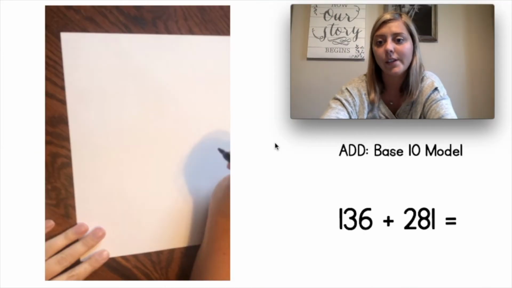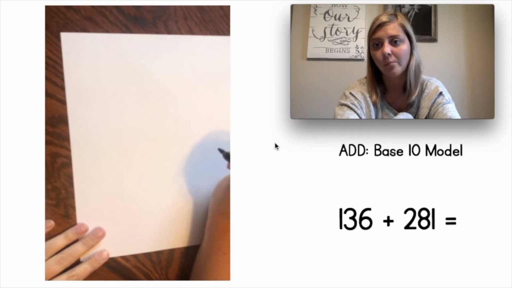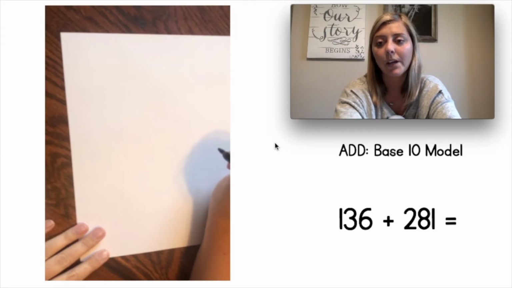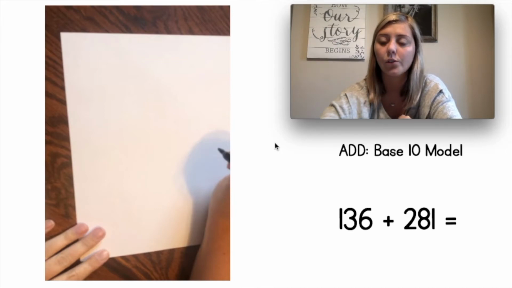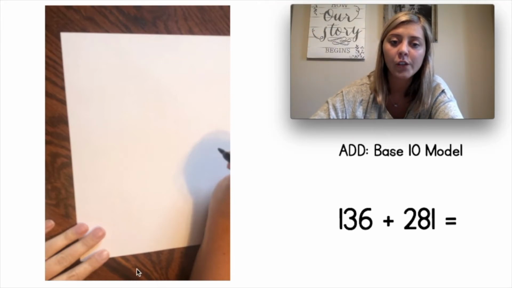We're going to do some examples of adding 3-digit numbers now. We're going to do the base 10 model first, and our two 3-digit numbers that we're adding are 136 plus 281.